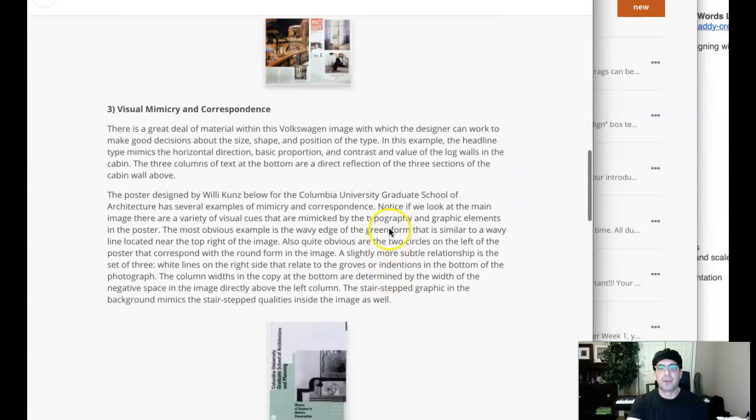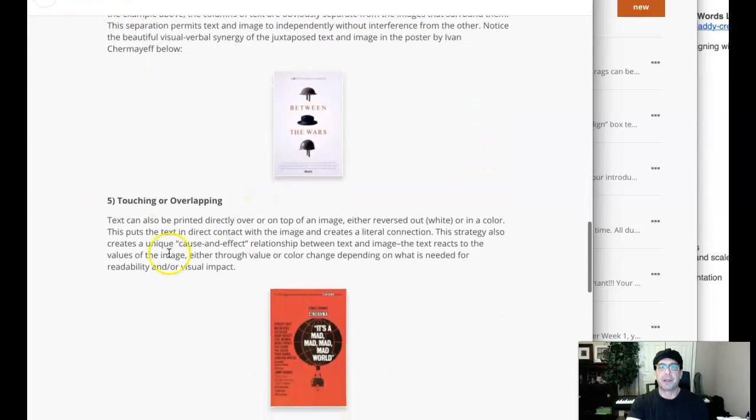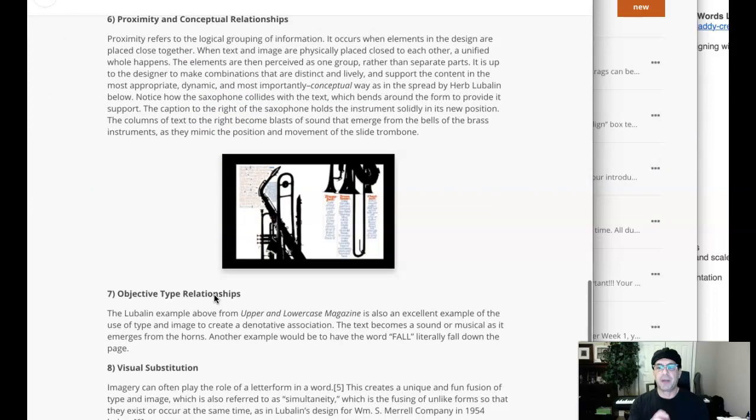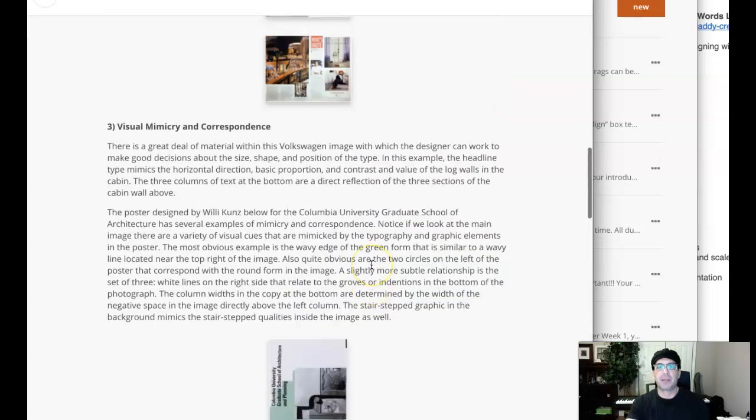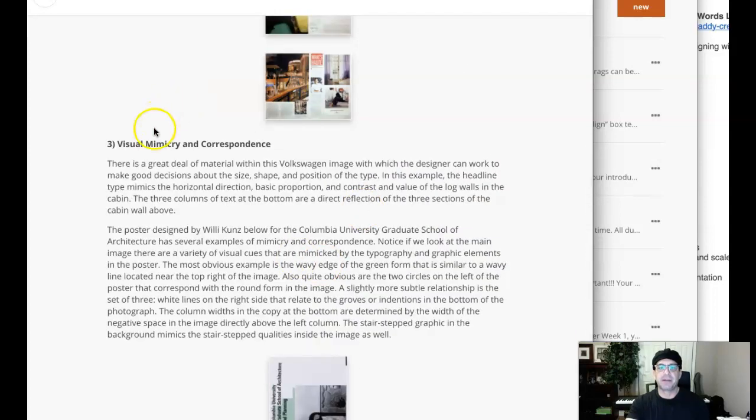Now, please note that a lot of these other elements will be present in your compositions. So it's not like, okay, I'm going to do a composition of proximity and conceptual relationships. It's quite likely that these attributes can be visible or be present in a poster where you're using and concentrating on visual mimicry and correspondence.